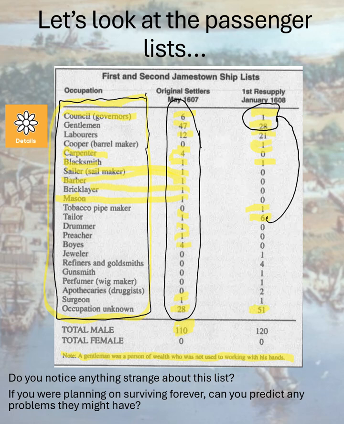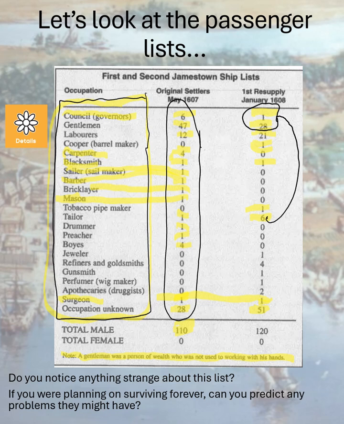Now, if you look at the surgeon, that's a big one. We have to have a surgeon because out of the 110 on the first trip, over 70 of them died, which is a huge percentage. So we needed more people. We needed more surgeons to help out with the sickness that was going on.